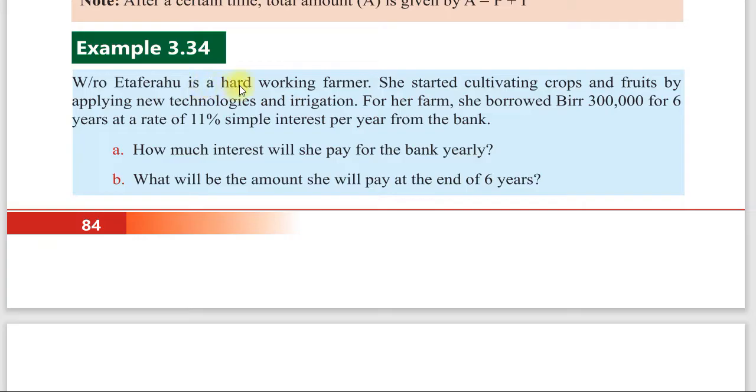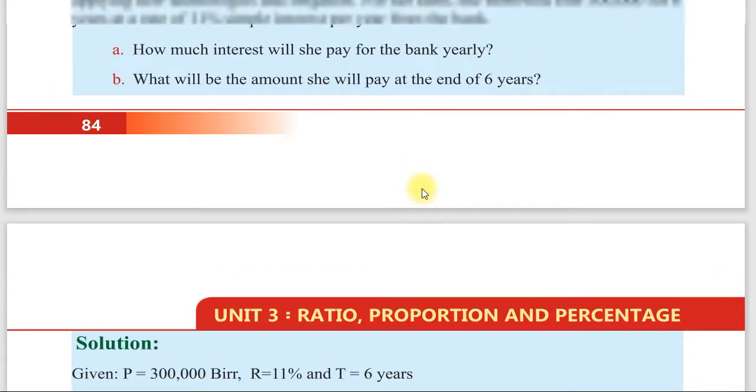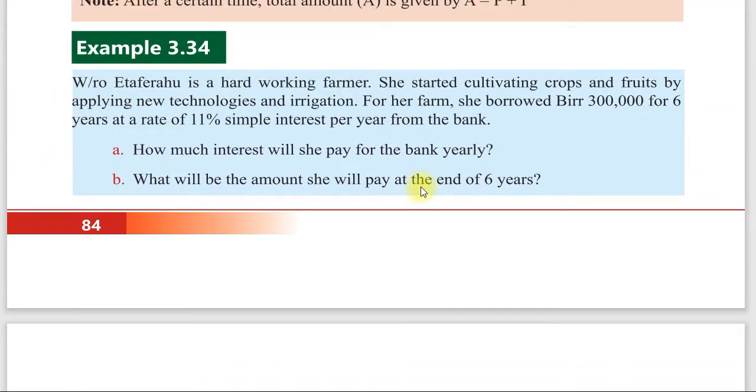Without Afro is a hard-working farmer. She started cultivating crops and fruits by applying new technologies and irrigation. For her farm, she borrowed 300,000 for 6 years at a rate of 11% simple interest per year from the bank. A. How much interest will she pay for the bank yearly? B. What will be the amount she will pay at the end of 6 years?